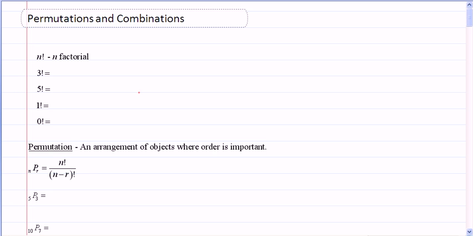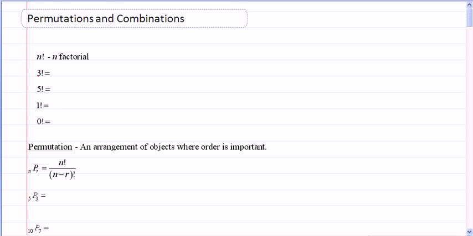In this lesson, you will learn about permutations and combinations. The first thing I'd like to review is factorials. When you're given a number with an exclamation point next to it, in this case n, it's read n factorial.